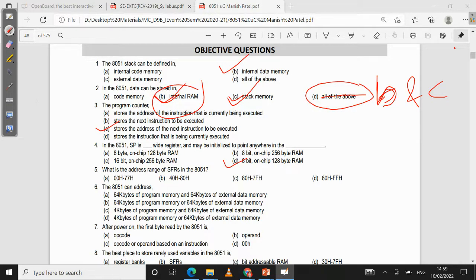Do you have any question regarding question number 4? Sir, we should not consider the remaining 128 byte of RAM.